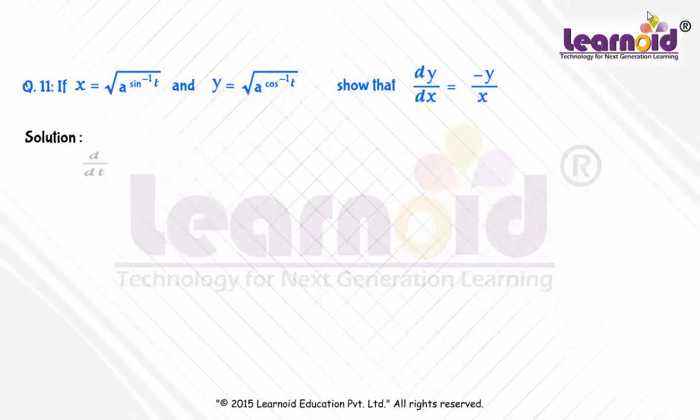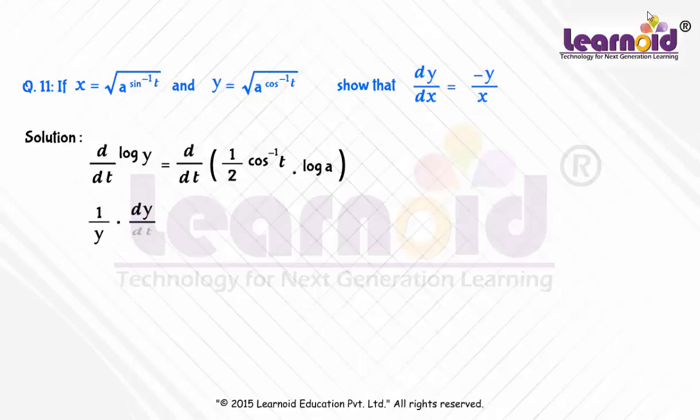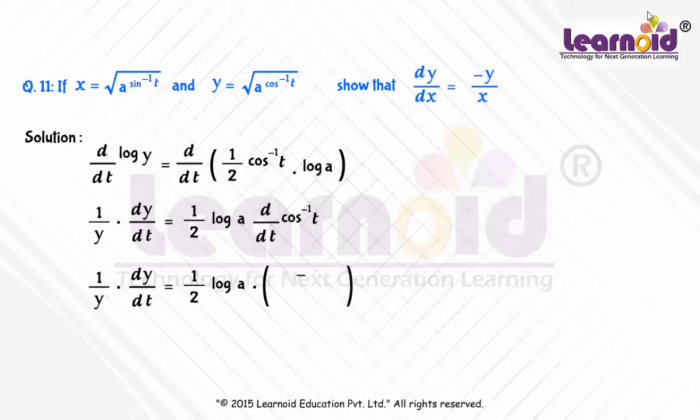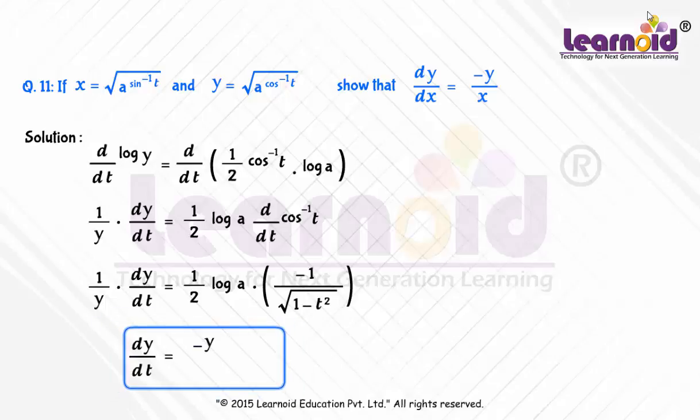Similarly, we will find dy by dt as 1 by y dy by dt is equal to 1 by 2 log a d by dt cos inverse t. D by dt cos inverse t is equal to minus 1 by square root of 1 minus t square. So, 1 by y dy by dt is equal to 1 by 2 log a into minus 1 by square root of 1 minus t square. Or dy by dt is equal to minus y log a by 2 square root of 1 minus t square.